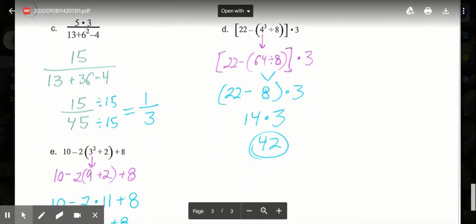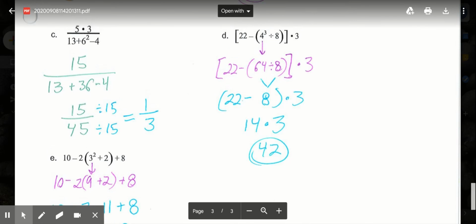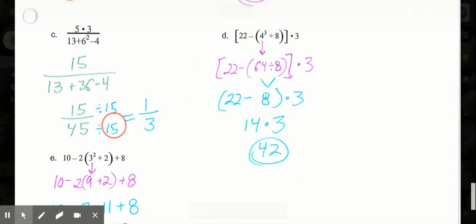Now in C, we have a fraction, so we are going to simplify top and bottom separately. So in C, 5 times 3 on top is 15. On bottom, 13 plus 6 squared minus 4. 6 squared is 36, so it's 13 plus 36 minus 4, which simplifies to 15 over 45. Then 15 and 45 both can be divided by 15. So top and bottom divide by 15, and we're left with 1 over 3.